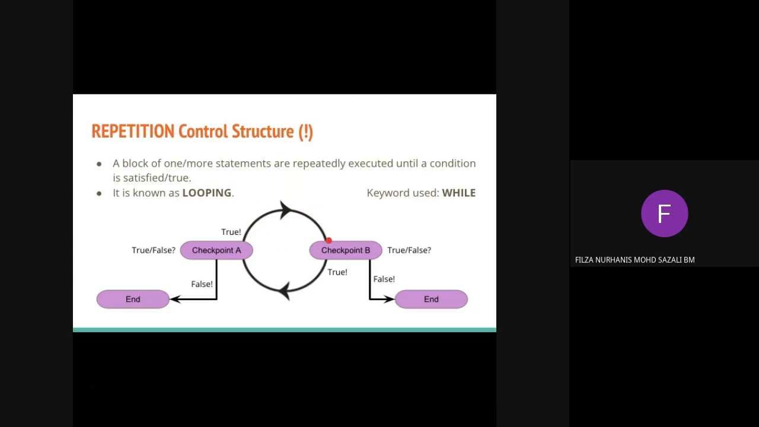Okay, contoh kita start with checkpoint A. Alright, kita tengok true or false. True. Okay, pergi ke checkpoint B. Checkpoint B pula, check pula. True ke false? Kalau true, pusing lagi. Pusing sampai true. At one point, pergi kat checkpoint B, dia kata false. So when false, end. Alright, so the keyword used for this repetition control structure is while. Okay, this is a while loop.